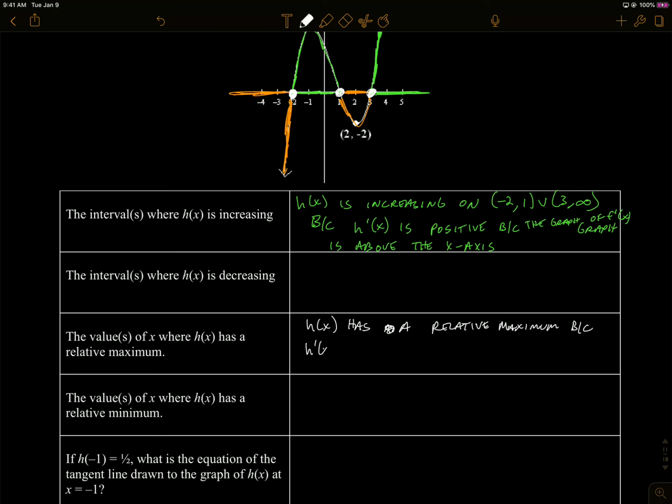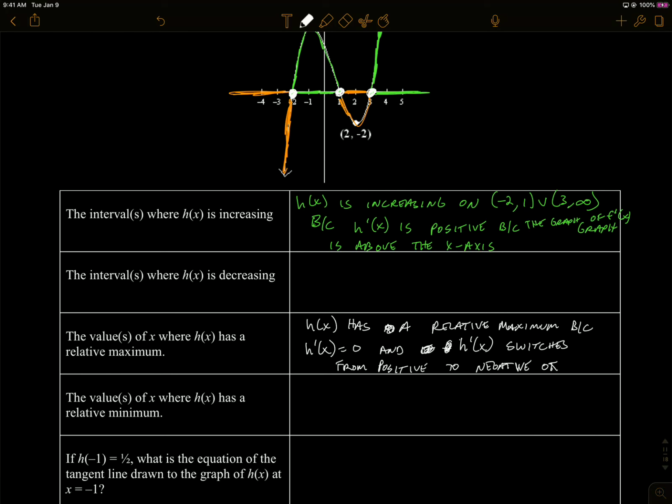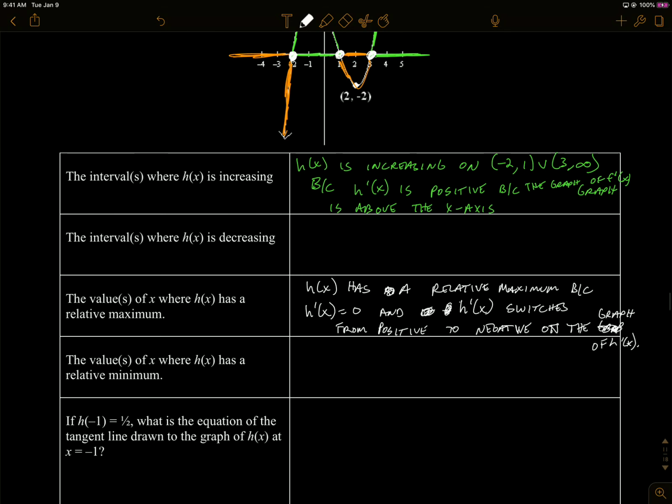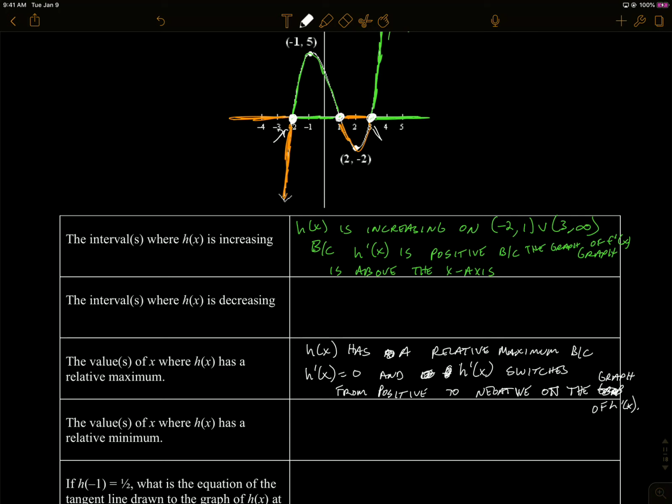because h prime of x is equal to 0 and h prime of x switches from positive to negative on the graph of h prime. Something like that. So wherever it has a relative minimum is going to be at -2 and at 3, because h prime of x is equal to 0 and h prime of x switches from negative to positive.